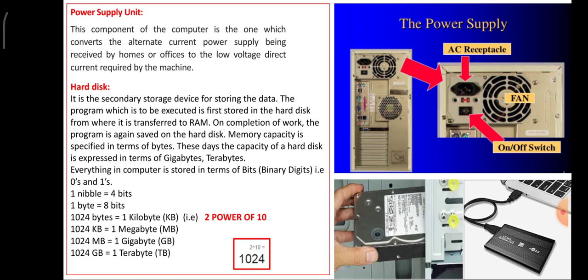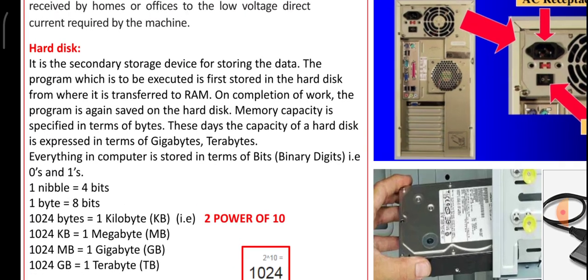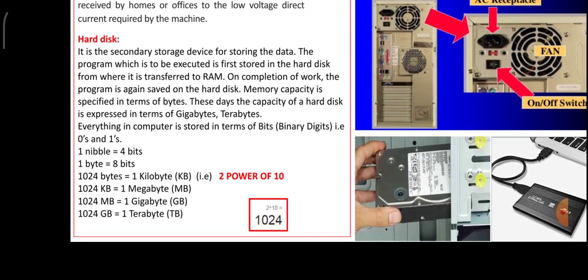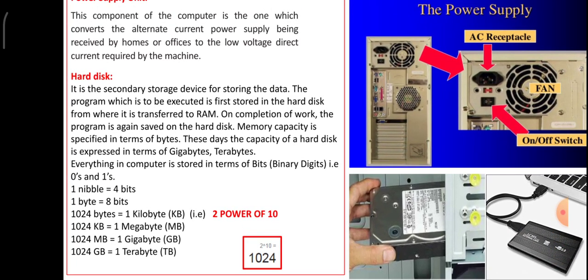One nibble is equal to 4 bits. One byte is equal to 8 bits. 1024 bytes is nothing but 2 to the power of 10. I have clearly given you here 2 to the power of 10 is 1024. So 1024 bytes is equal to 1 KB. 1024 KB is equal to 1 MB. 1024 MB is equal to 1 GB. And 1024 GB is equal to 1 TB.